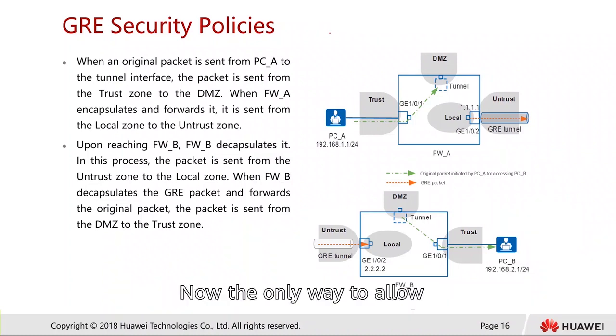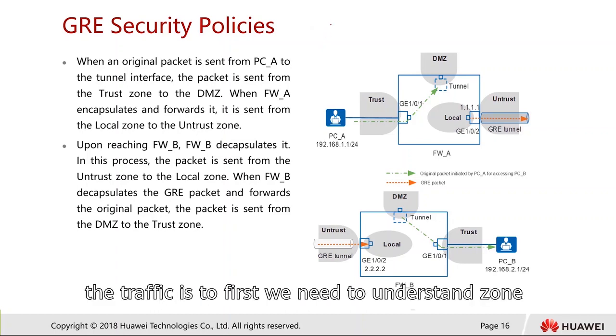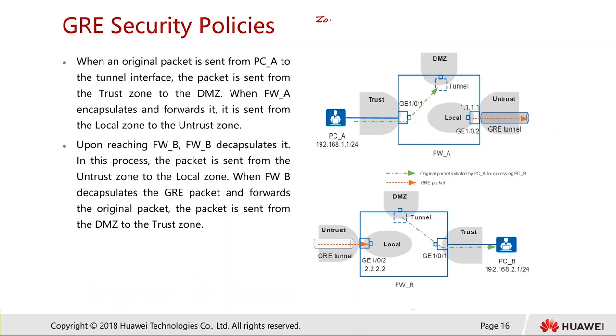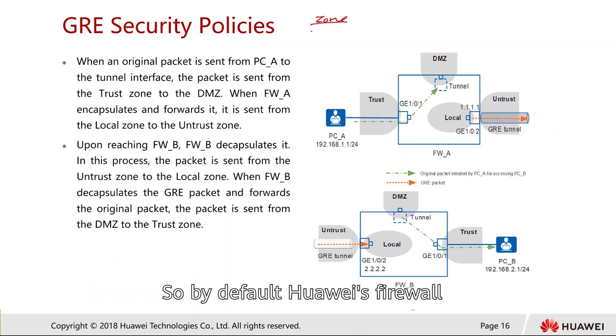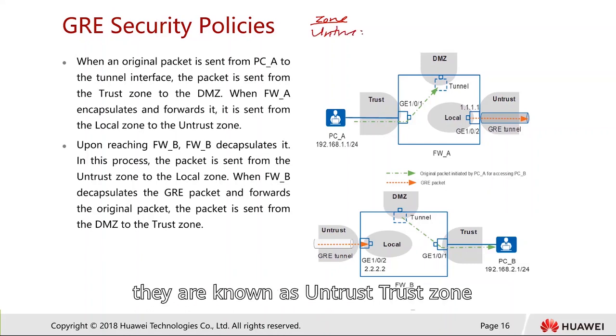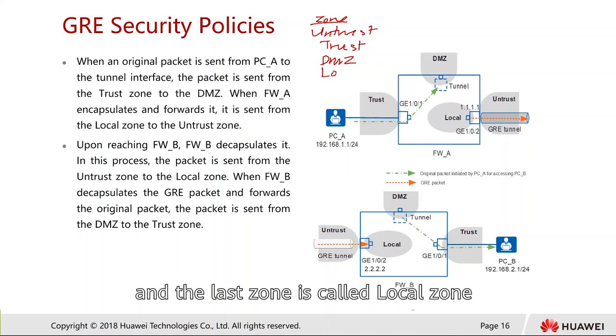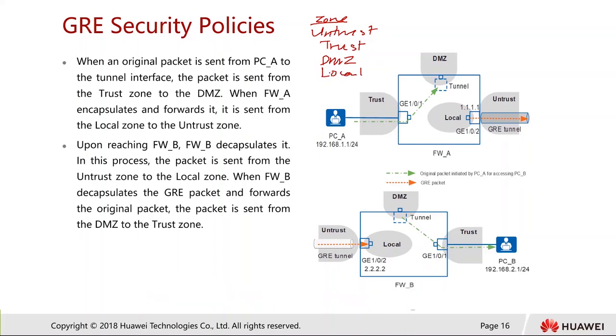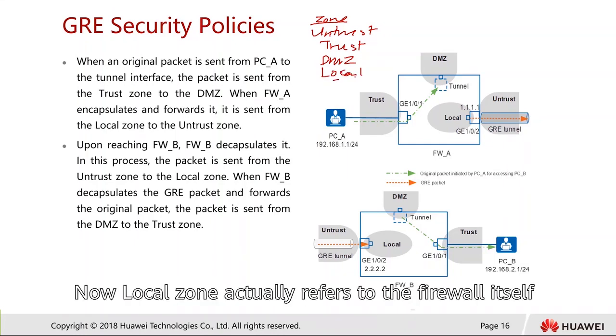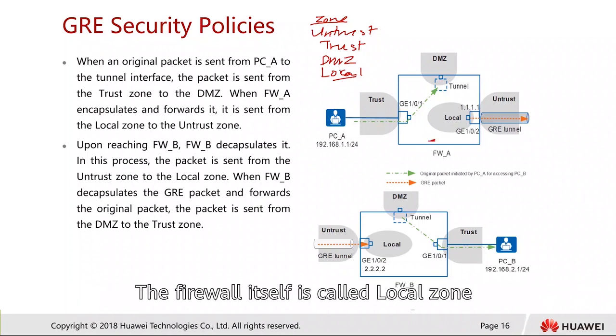Now the only way to allow the traffic is that first we need to understand zones. By default, on Huawei's firewall, we have four zones created. They are known as untrust, trust zone, and the DMZ zone. And the last zone is called local zone. Local zone actually refers to the firewall itself. The firewall itself is called local zone.